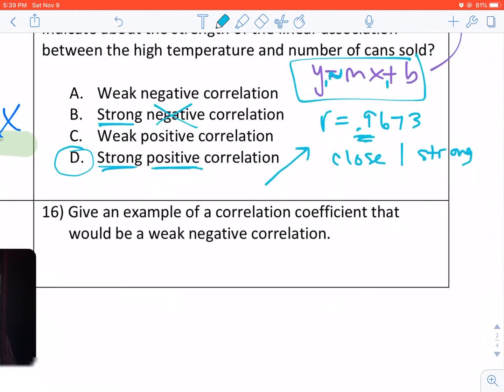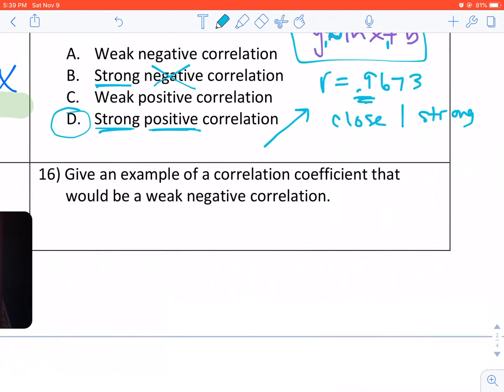Give an example of a correlation coefficient that would be weak and negative. A weak negative correlation. So that means that your R value would have to start off with a negative sign to be a negative correlation. And then a weak number would be anywhere from like a 0 to maybe like 0.3. So a weak correlation could be any number between there.